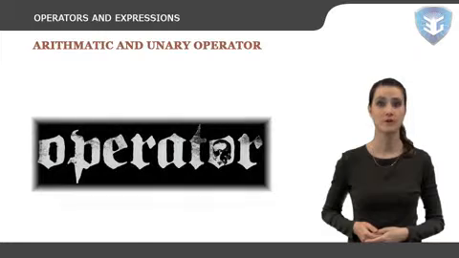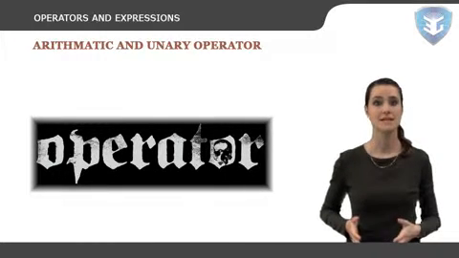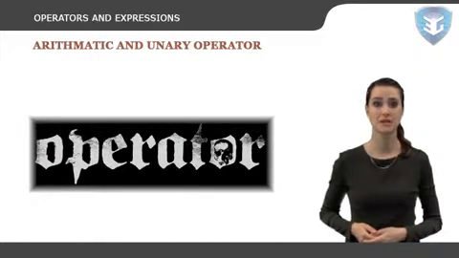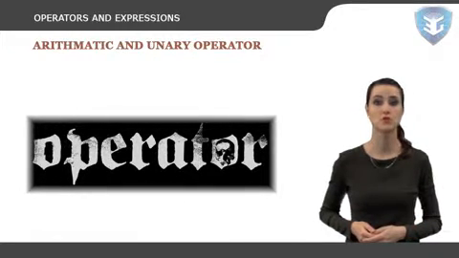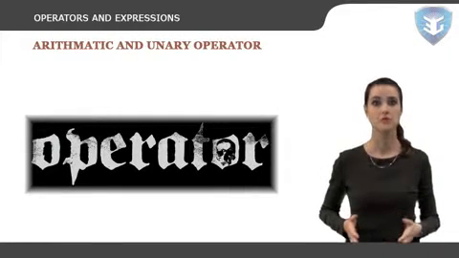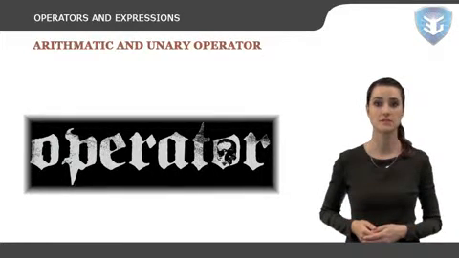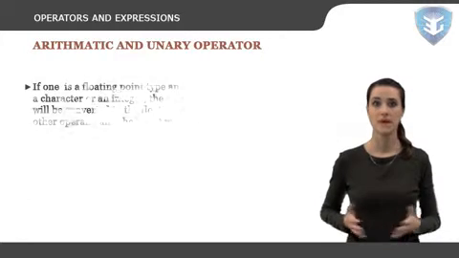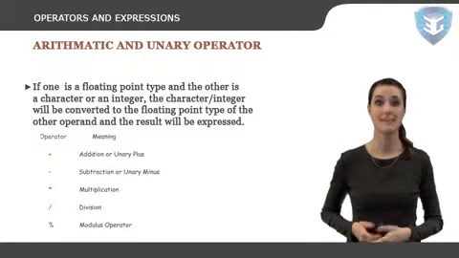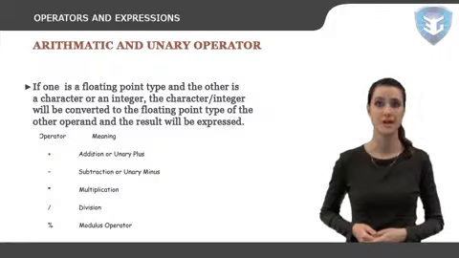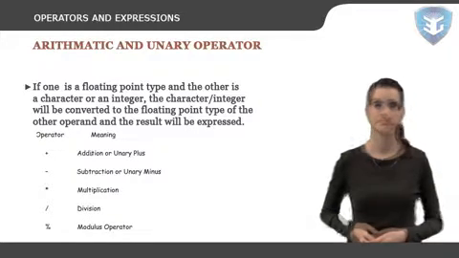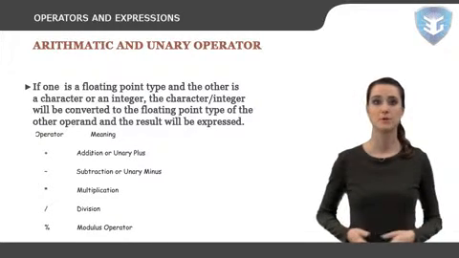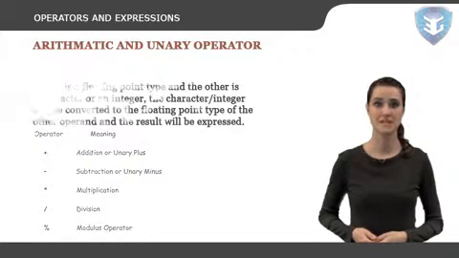If one or both operands represent negative values, then the addition, subtraction, multiplication, and division operations will result in values whose signs are determined by the usual rules of algebra. These rules apply when neither operand is unsigned. If one operand is a floating point type and the other is a character or an integer, the character integer will be converted to the floating point type of the other operand and the result will be expressed. So an operation between an integer and a double will result in double.